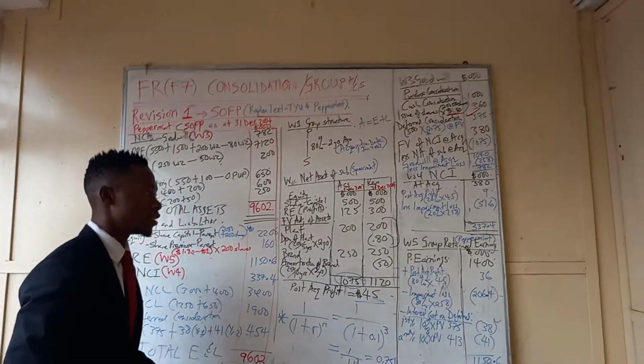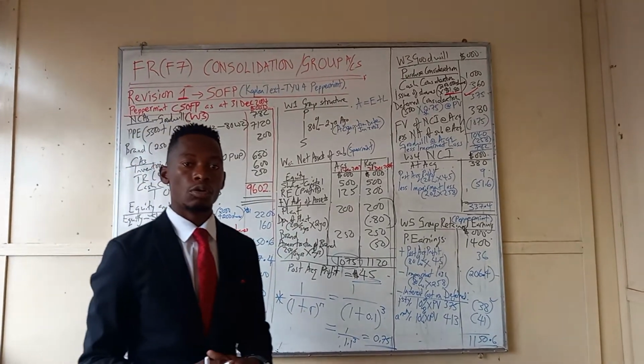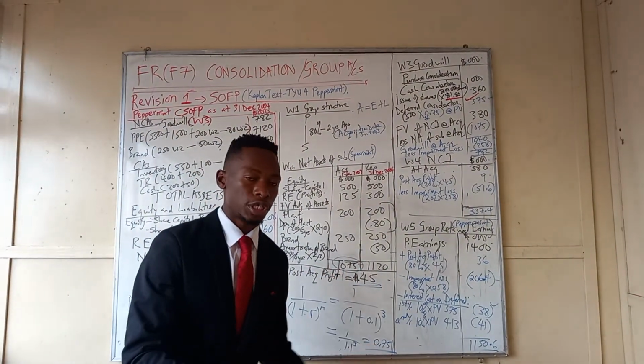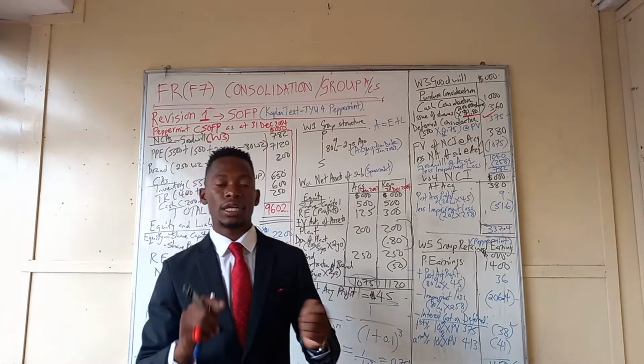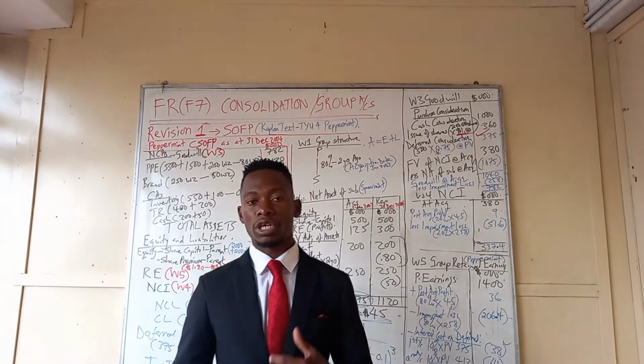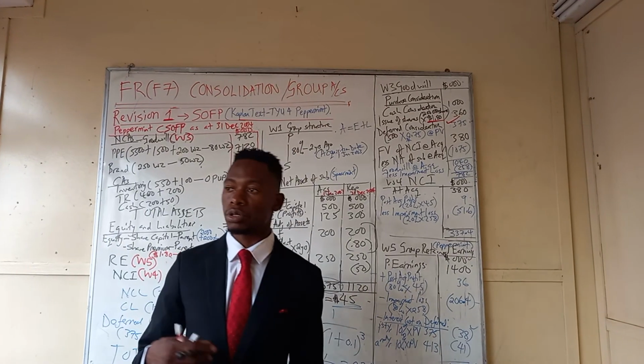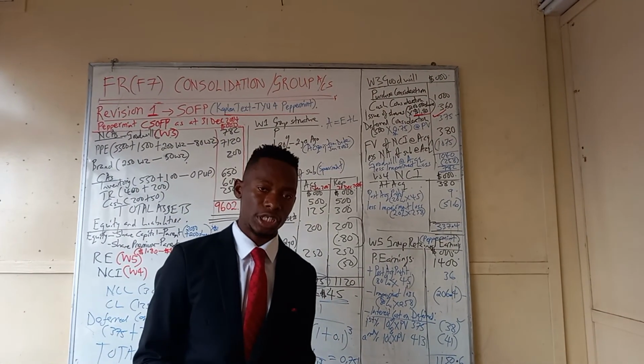So that's it. On the next revision, we'll also be looking at a question where we also have the parent and the subsidiary selling the goods to each other, where we also have the cash in transit, where we also have the PAP and other adjustments.